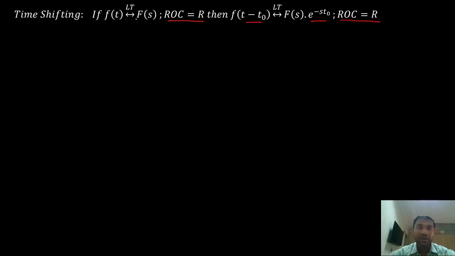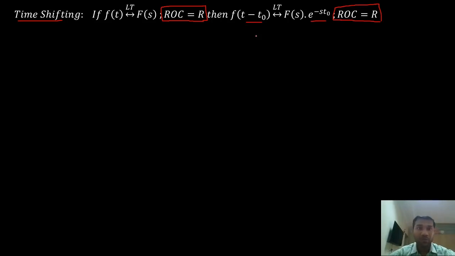My f of t has Laplace transform f of s and it has some ROC r. Now if I time shift my signal, my input signal or the time domain signal, then there will be a phase shift in the frequency or the Laplace domain, but the ROC remains unaffected. ROC will not change, right? So time shifting will not affect the ROC, right? In case of linearity, my ROC is intersection of the individual ROCs.